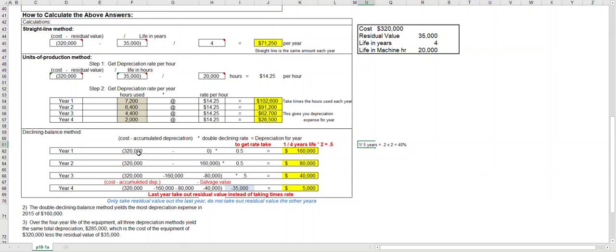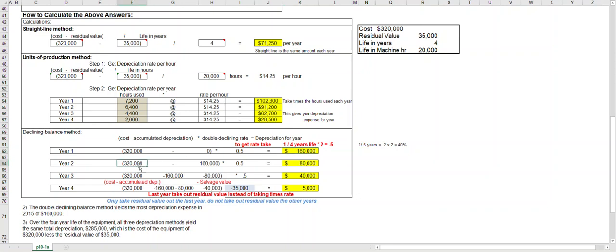So year 1, the cost is $320. At this point, no depreciation expense has been taken. So accumulated depreciation for year 1 will always be 0. So take $320 minus 0 times 50%. Your depreciation expense for year 1 is $160,000.